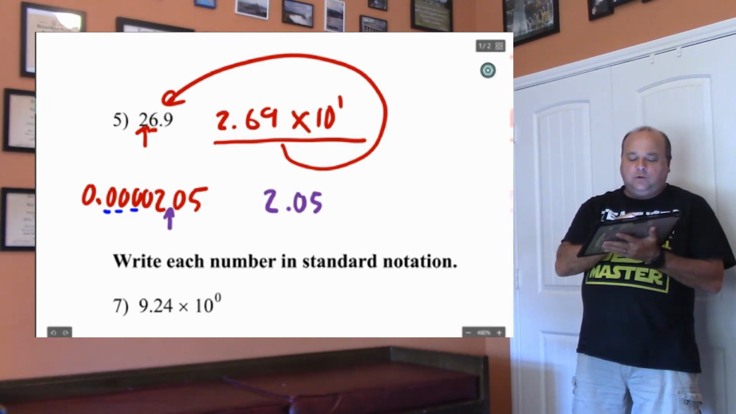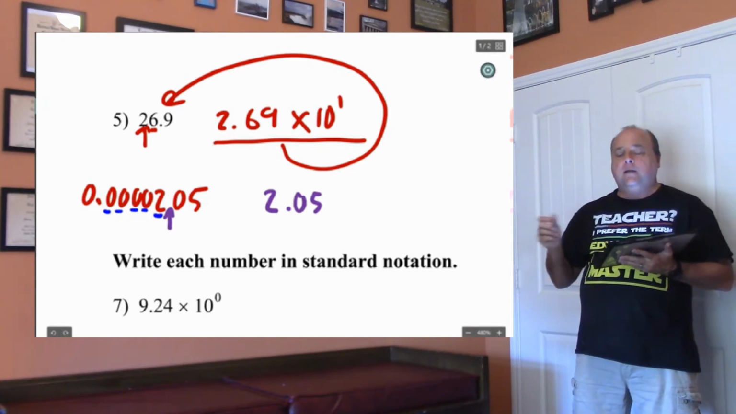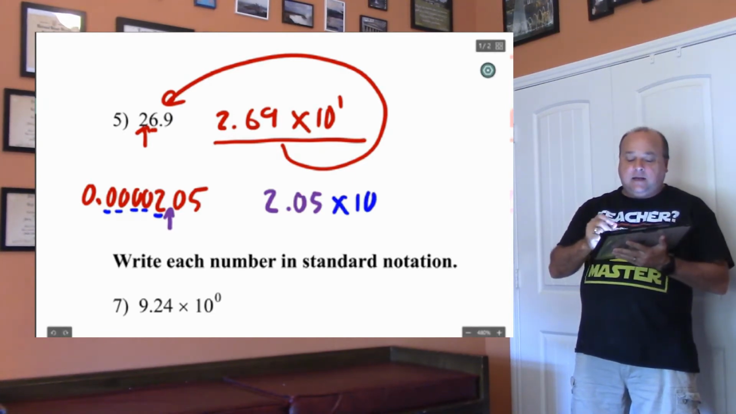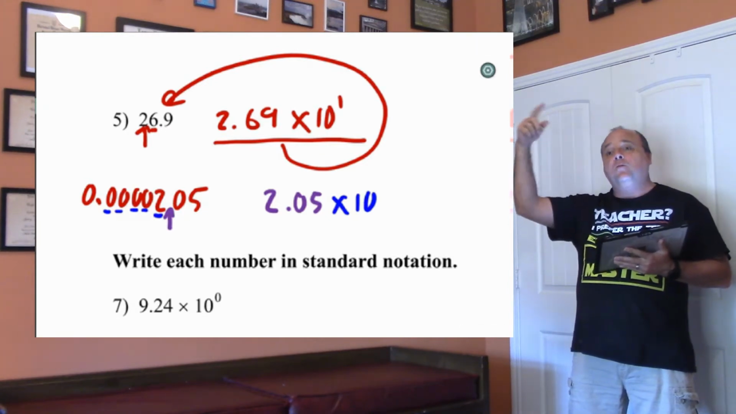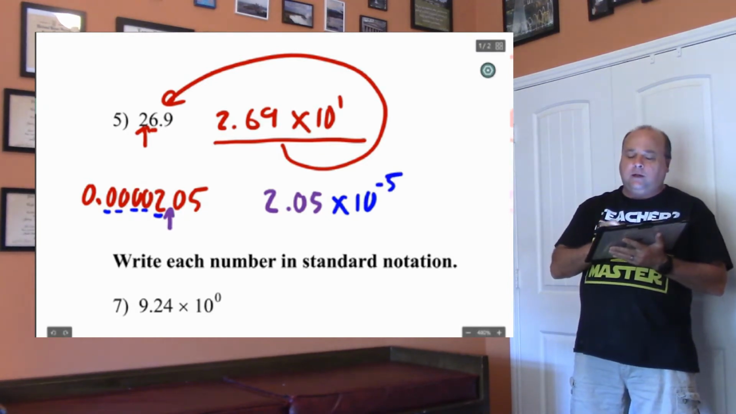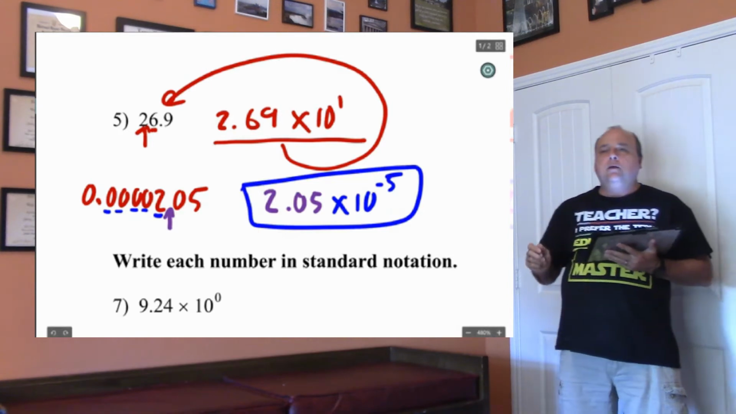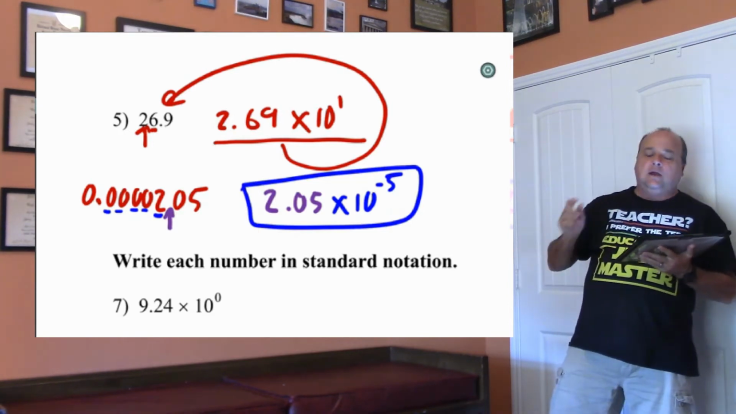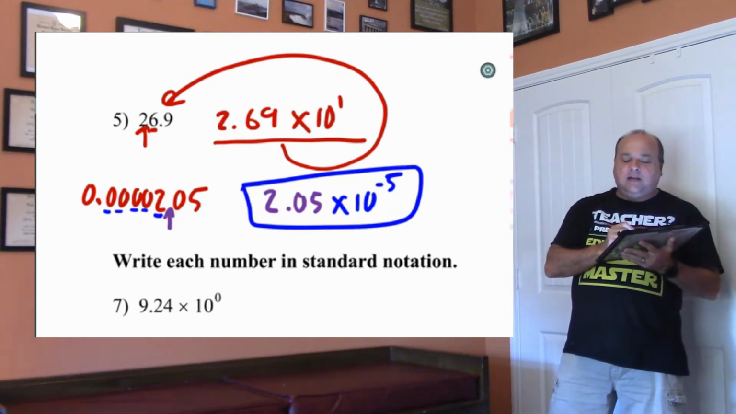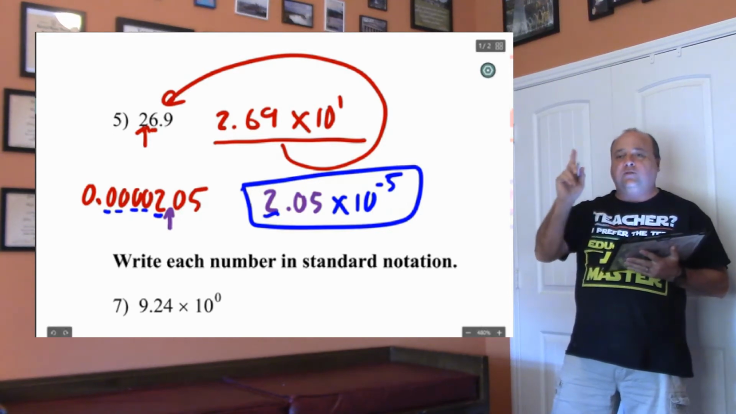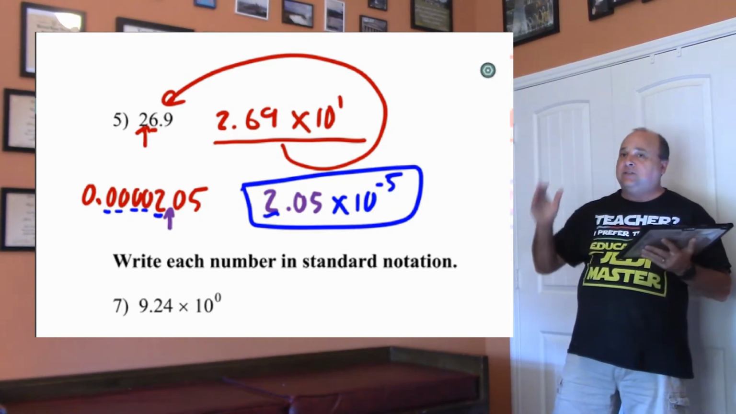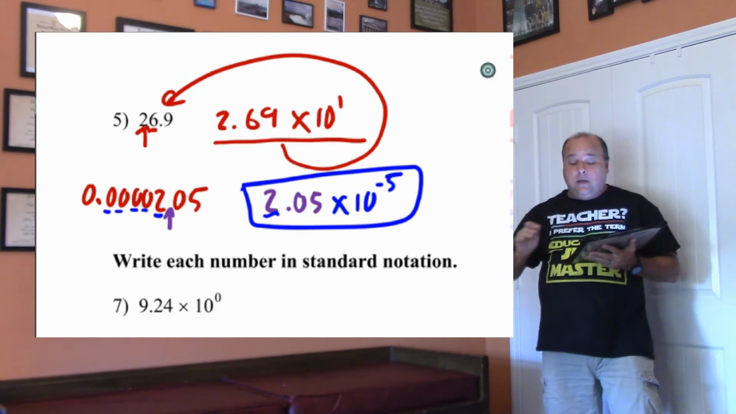I have 1, 2, 3, 4, 5 numbers, don't I? So I'm going to write down times 10. Since this number is smaller than 1, I'm going to have a negative exponent. So piece of cake. Remember, to be in scientific notation, it has to have one number to the left of the decimal. If it doesn't, it's not written correctly.